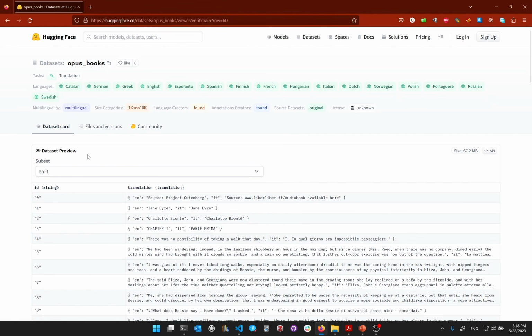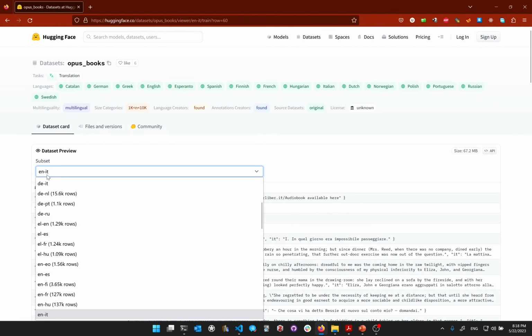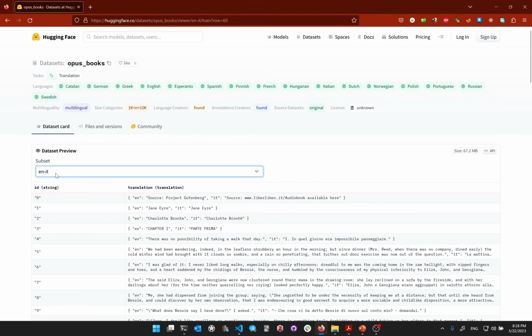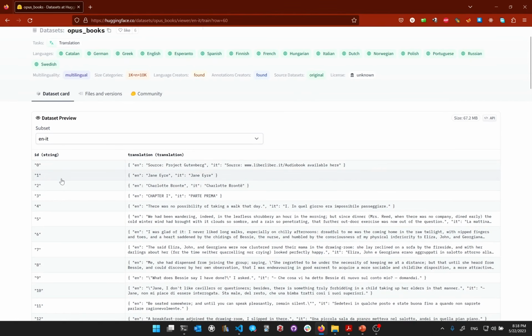And in my particular case, I will be using the subset English to Italian, but we will build the code in such a way that you can choose the language and the code will act accordingly. If we look at the data, we can see that each data item is a pair of sentences in English and in Italian. For example, there was no possibility of taking a walk that day, which in Italian means in quel giorno era impossibile passeggiare. So we will train our transformer to translate from the source language, which is English, into the target language, which is Italian. So let's do it.